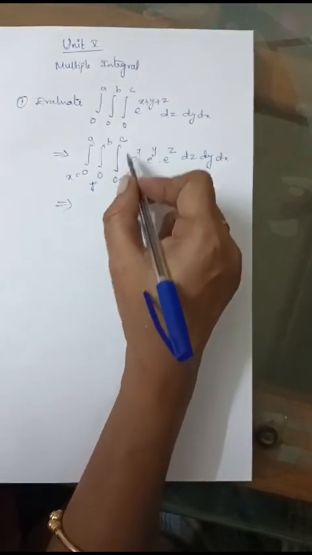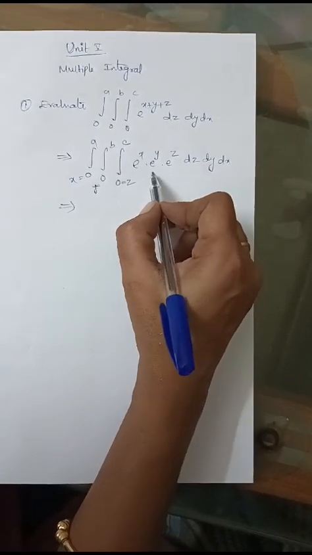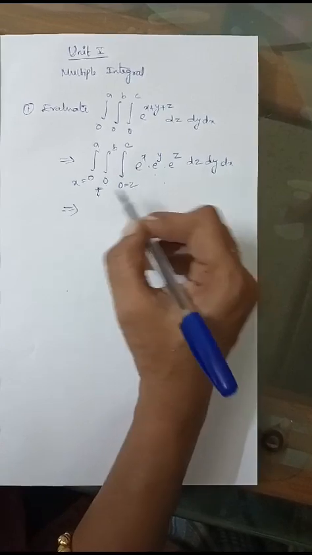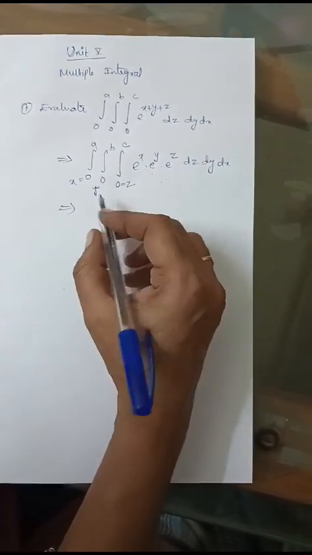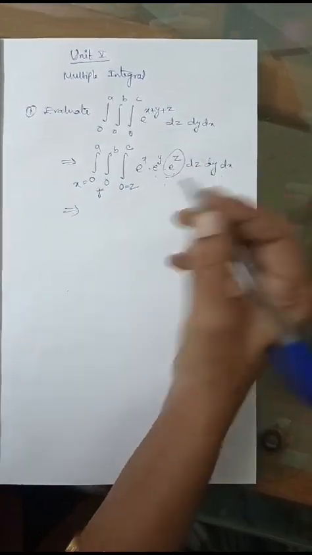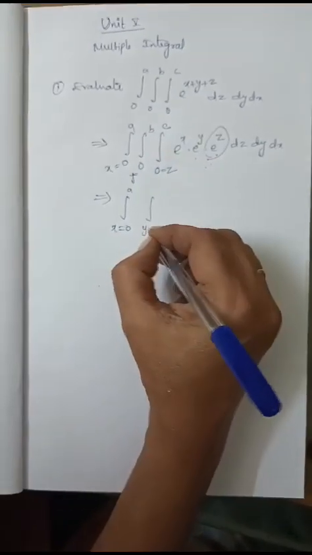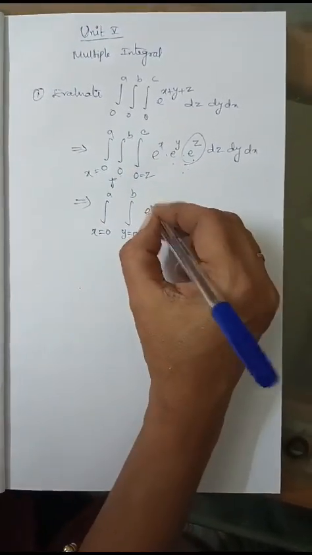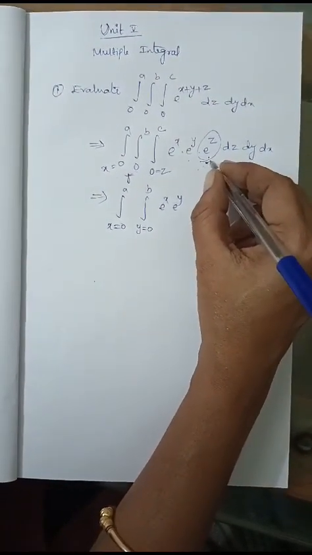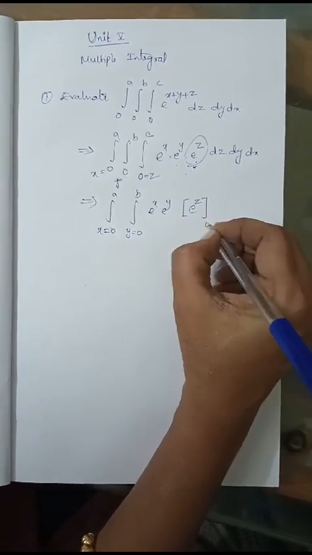Next, substituting the z limit 0 to c. After that, we have to integrate with respect to y, substituting the y limit 0 to b. After that, integrating with respect to x, substituting the x limit 0 to a. Now, we integrate with respect to z, the z term e power z. Therefore, integral 0 to a, integral y equal to 0 to b, e power x, e power y is constant, take outside, e power z. Integrating e power z with respect to z is e power z. Next, substituting the limit 0 to c.